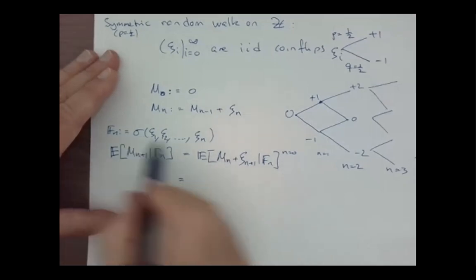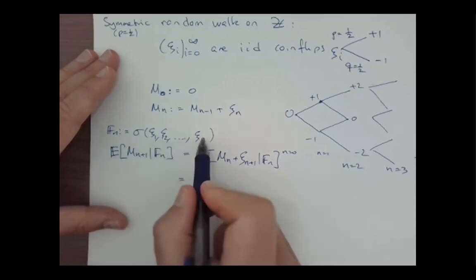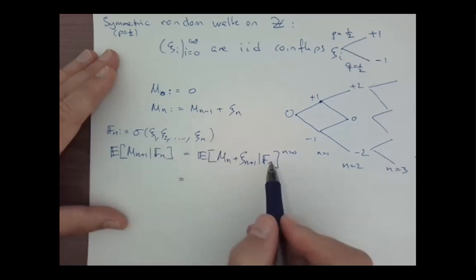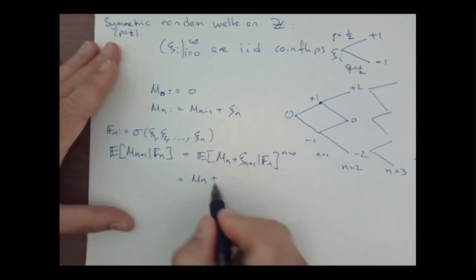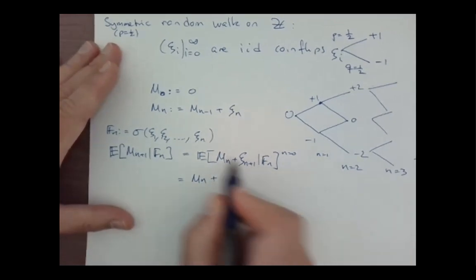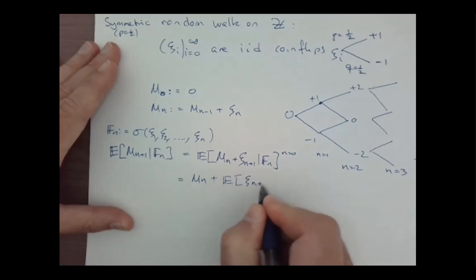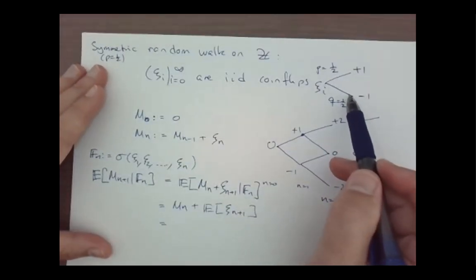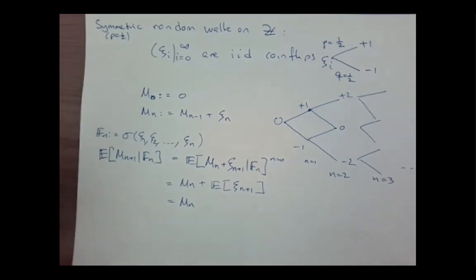So Mn, if I get to observe the first n coin flips, if I know what the first n coin flips are, I will know what Mn is. Mn is Fn measurable. The conditional expectation of Mn given Fn will therefore be Mn. And then the second part, the (n+1)th coin flip is going to be independent of the previous ones, so this here just becomes the expectation. Right, but the expectation of a random variable like this one is going to be 0. So we have the martingale property of Mn.